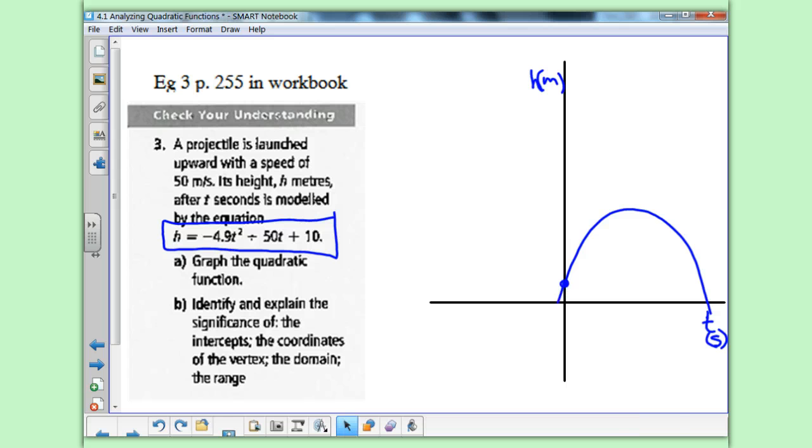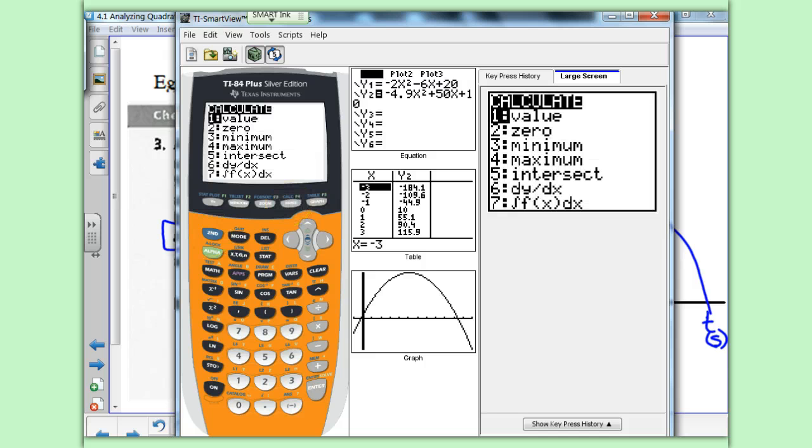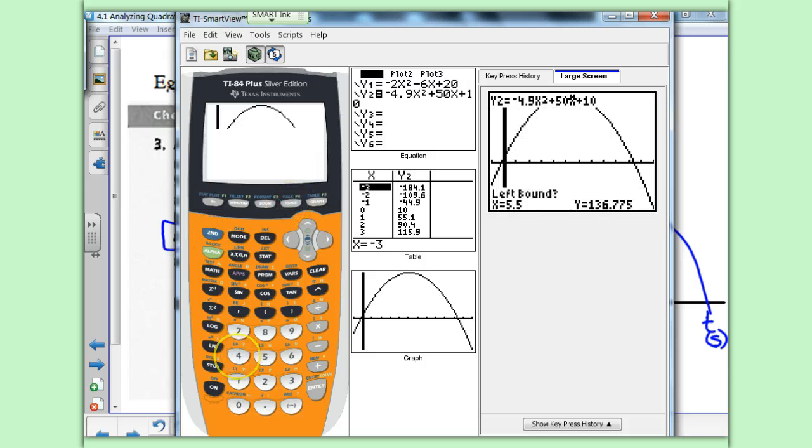So we go back to my calculator, and the things we've learned with our calculator, I go second, calculate. First thing I'll calculate, well, let's do the max first. So I calculate 4, and left of that top might be 2, and right of that top might be, well, I know the far side is, so 6, I think. And so somewhere in between there is the peak. So it looks like 5.1.